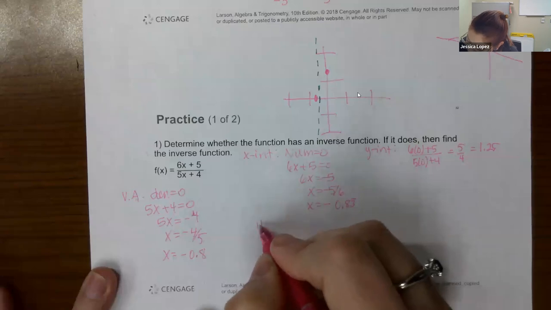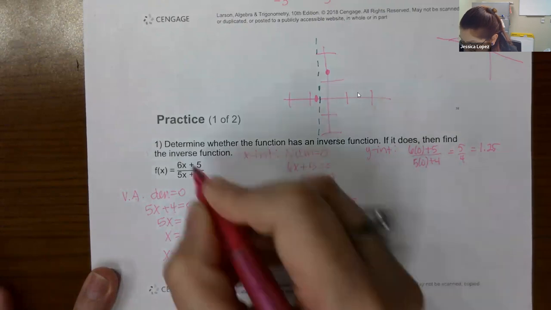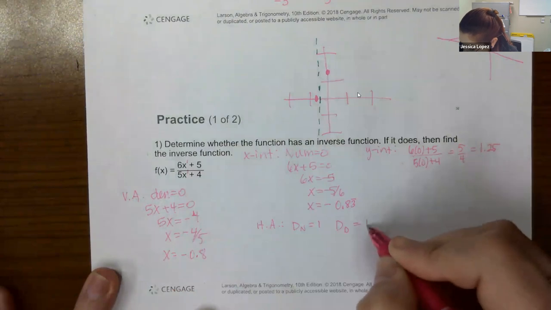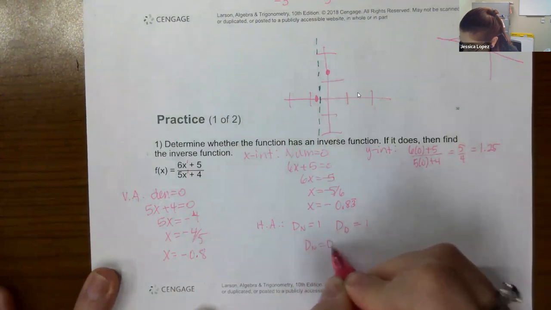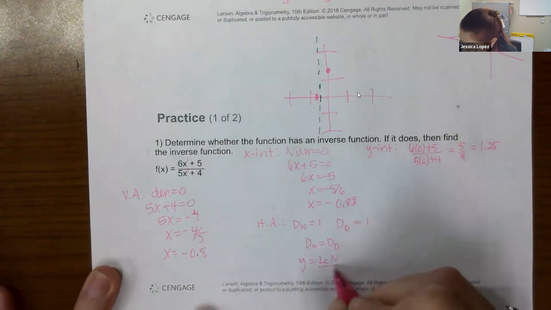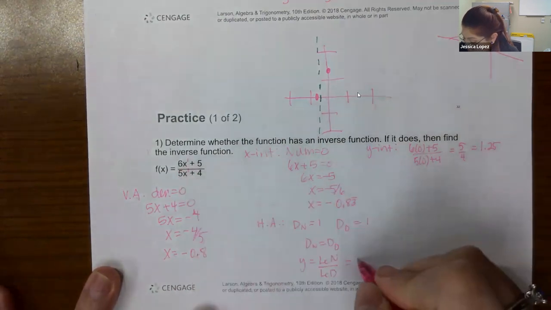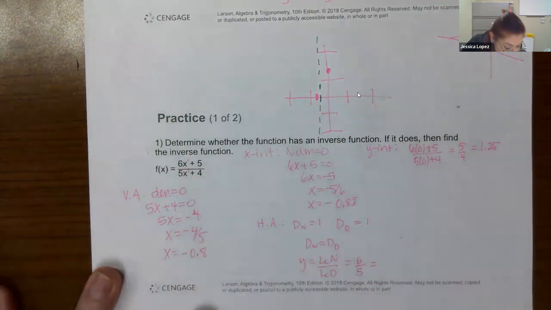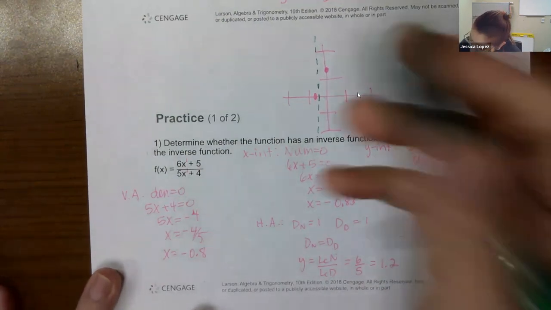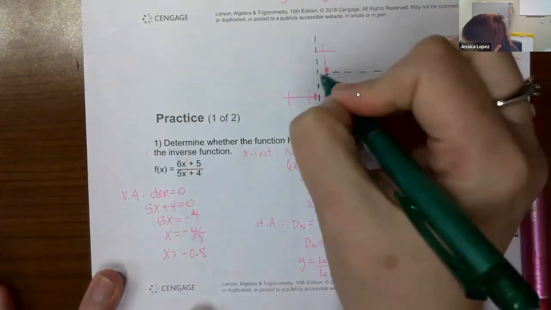Now for the horizontal asymptote, we have to talk about degrees. The degree of the numerator is 1. The degree of the denominator is also 1. And since they are equivalent to each other, we're going to take y equals the leading coefficient of the numerator over the leading coefficient of the denominator, which is 6 and 5, which is 6 divided by 5, 1.2. So then 1.2, this is 1.25, so 1.2 is right below that.